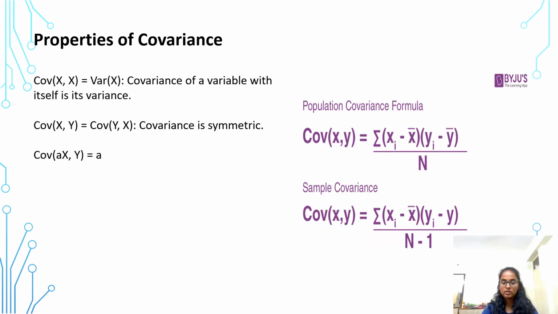Properties of covariance: the covariance of X and X is equal to the variance of X. The covariance of a variable with itself is its variance. The covariance of X comma Y is equal to the covariance of Y comma X, such that covariance is symmetric. The covariance of aX comma Y is equal to a times the covariance of X comma Y.